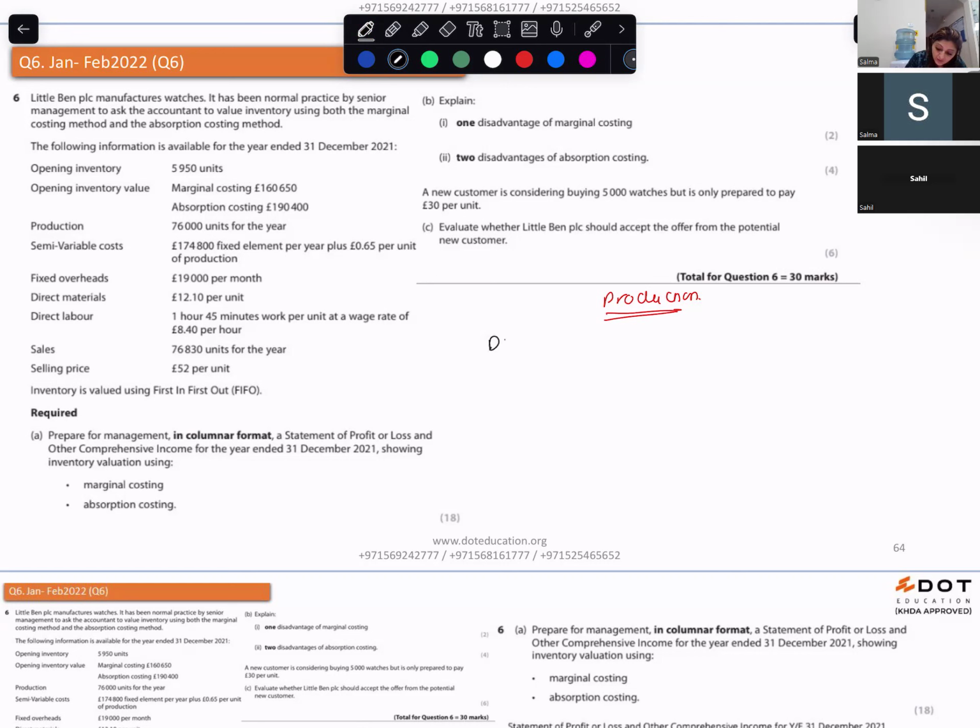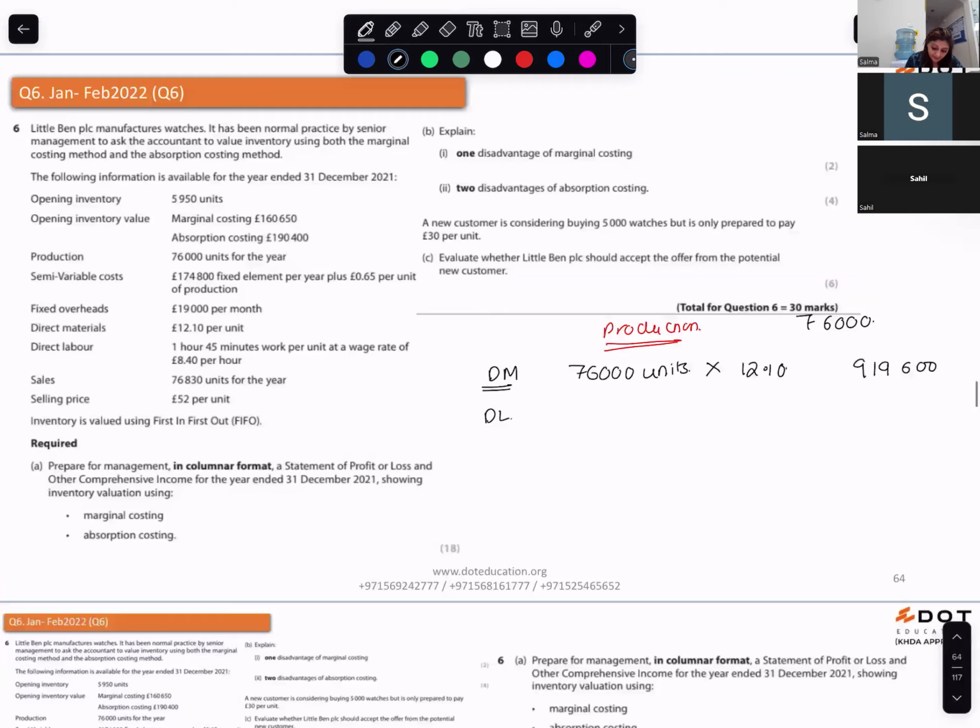The first production cost would be the direct material cost. How many units have you produced? 76,000. So direct material cost would be for 76,000 units multiplied by 12.10. That is 919,600.